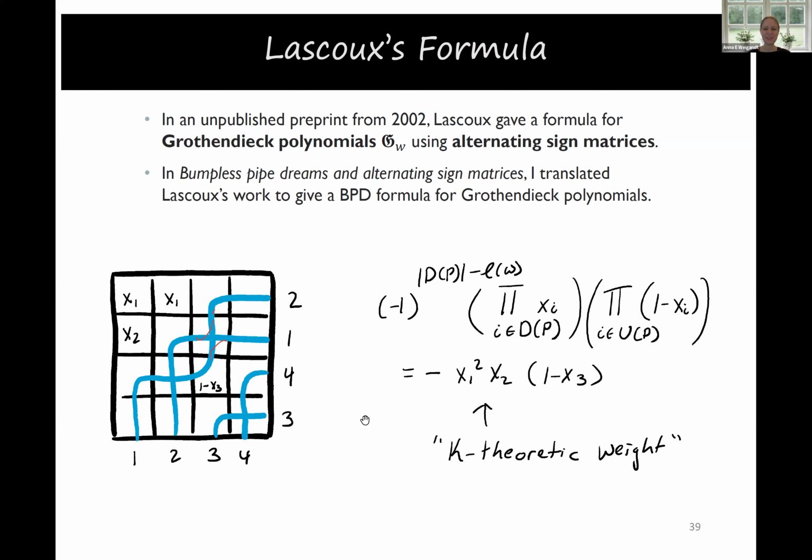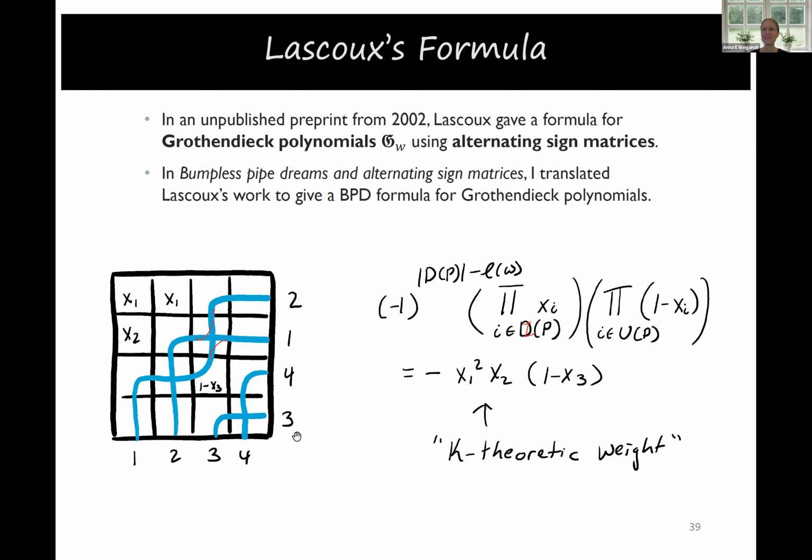And then the weight is also a little bit more funny. You're taking these, I called this I of P before, sorry, D of P, I of P, these blank tiles. And then we also have a product over these upward tiles, which were the negative ones from before. And we get this zoo of a thing called a K-theoretic weight for our object.